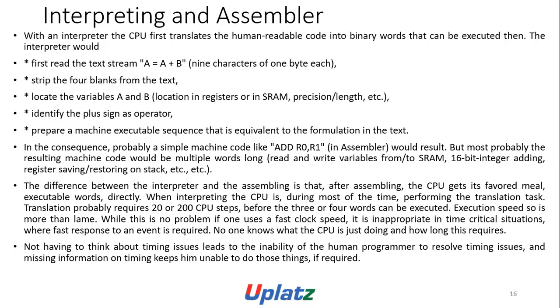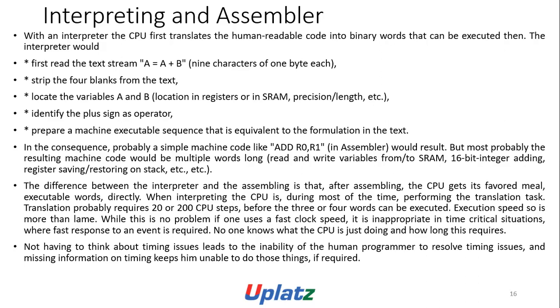The difference between the interpreter and the assembling is that after assembling, the CPU gets its flavored meal of executable words directly. When interpreting, the CPU during most of the time is performing the translation task. Translation probably requires 20 or 200 CPU steps before the 3 or 4 words can be executed. Execution speed is, so, more than lame.